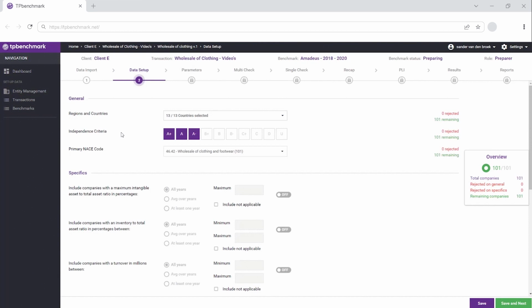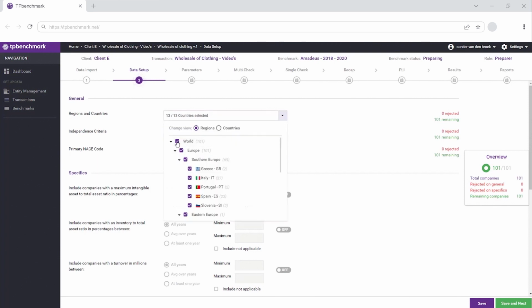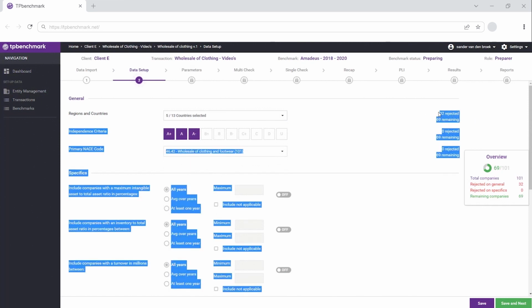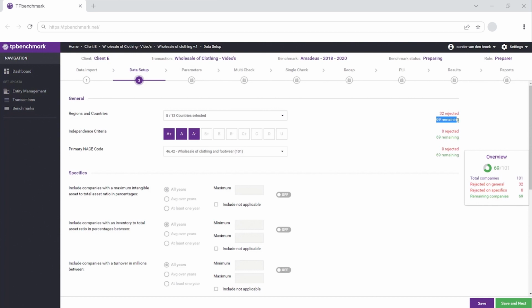The difference between both sections is that the general is more about certain qualitative characteristics like your region, the independence criteria of the companies, and their NACE codes. For example, if we want to only include companies from Southern Europe in our set, the tool tells us in real time that 32 companies will be rejected and 69 companies will be remaining.